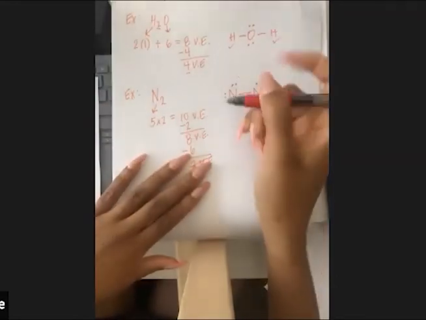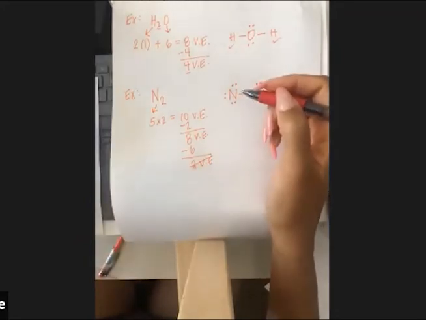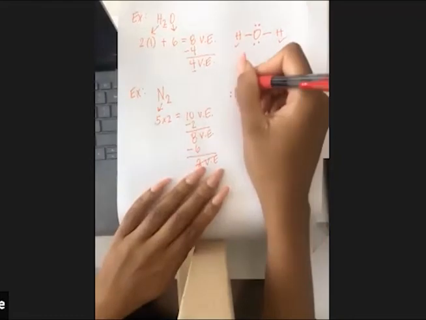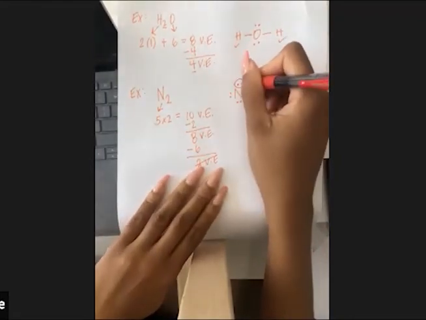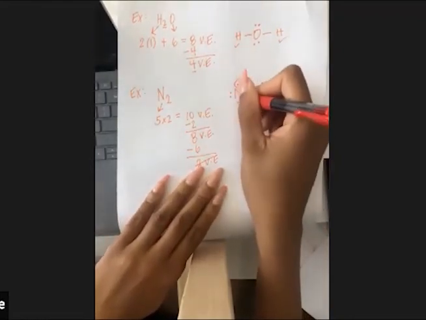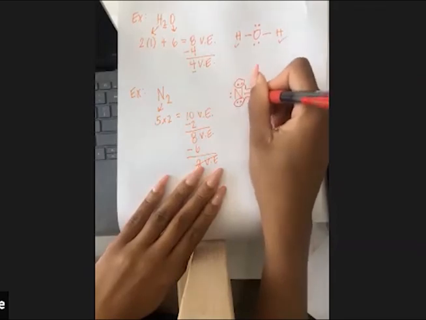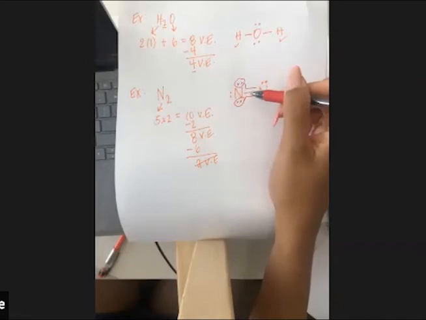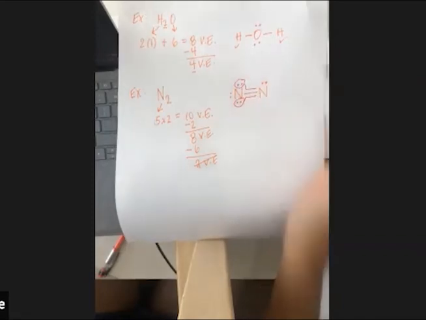When I try multiple bonds, that means I'm gonna take 4 of the electrons from the one nitrogen. So meaning I'm gonna take this and turn it into a bond. And then I'm gonna take this and turn it into a bond. So it's no longer a lone pair, it's now a bond.